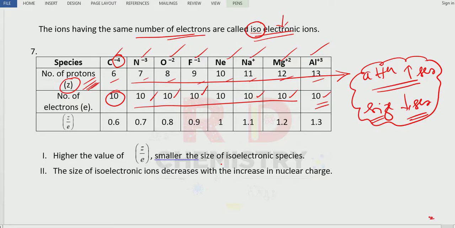Or I can also write it in terms of Z divided by E. 10 divided by 6, 10 divided by 7. See the values here. The value increases from carbon to aluminium plus 3.